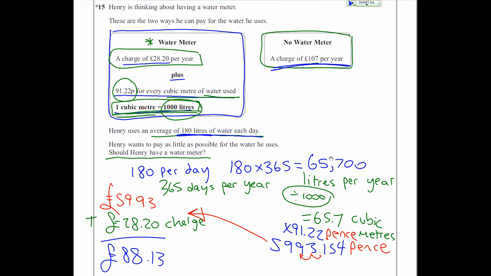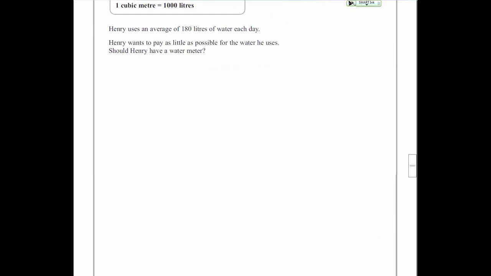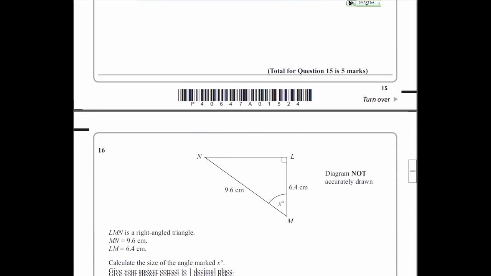At the minute he's charging 100. He's paying 107. So the answer is yes. Have a water meter, and I know this is true to real life, where I decided to have one and save some money too. Okay, so maths is good, helps you. Right, done. How many marks is that one? That's 5 marks.